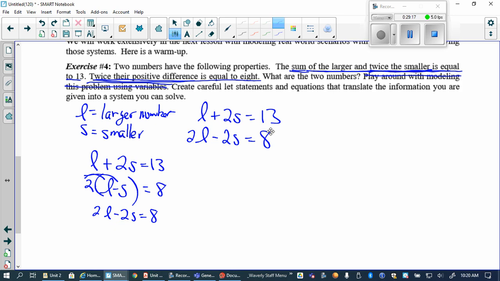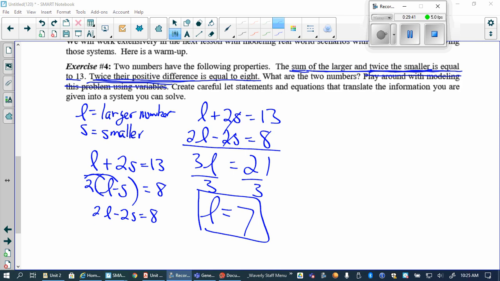Amy, if I was to add these two equations as they sit, would anything disappear? The S terms, right? So do we have to multiply by anything? No, this is pretty simple, isn't it? So let's add them up. 3L... I'm going to just let you guys do it. Find the two numbers. Everyone do that. Maybe use the top equation there to get the smaller one, or the bottom, either way.